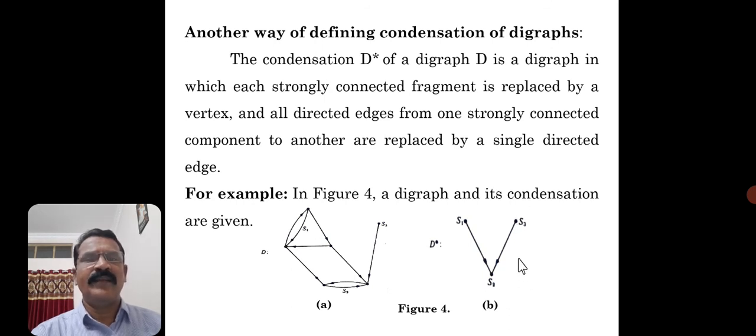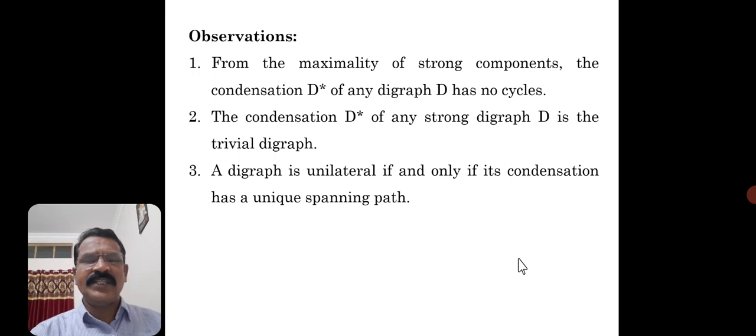Then, the condensation D star of any strong digraph D is the trivial digraph. If you consider a strong digraph, then the condensation of that will be a trivial digraph. You will get only one vertex because the entire digraph will be the strong component. So in that case you will get a trivial digraph, a single vertex, as the condensation.